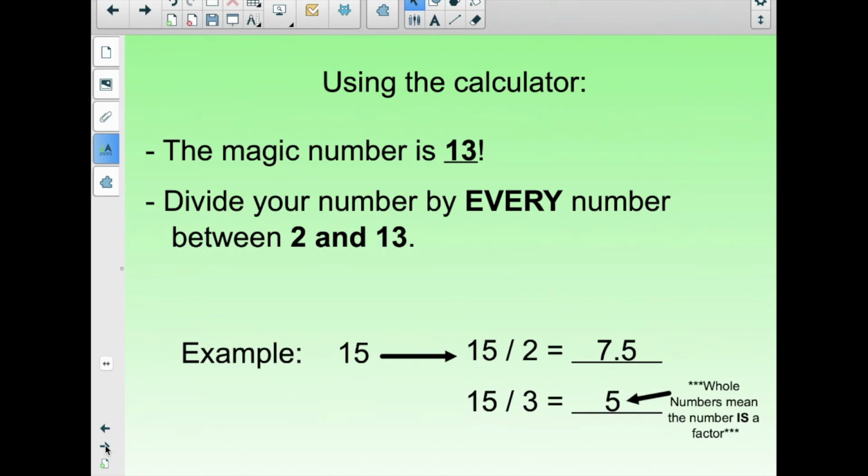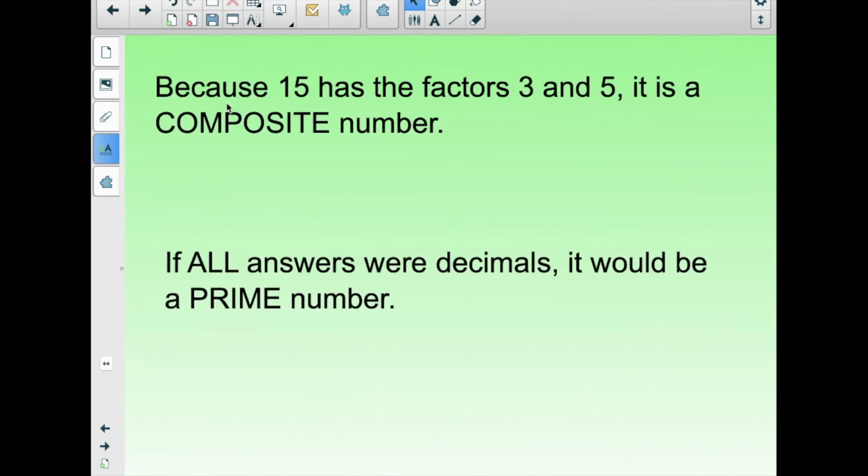But if we do 15 divided by 3, we get the answer 5. Whole numbers mean that that number is a factor. So 15 has factors of 3 and 5. Because 15 has the factors 3 and 5, it is a composite number. If you were to divide the number by 2 through 13 and all of your answers were decimals, that would mean it is a prime number.